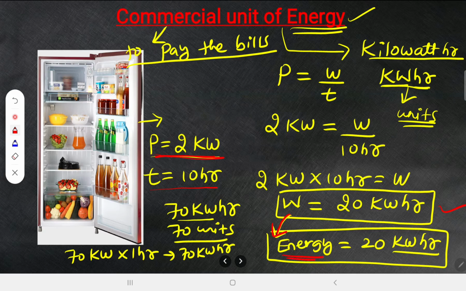Because it has consumed energy. Work is nothing but energy only. So energy is coming to be 20 kilowatt hour. Look at this, kilowatt hour is a commercial unit of energy, and kilowatt hour is also known as units. I have given an example here, and I have told you the meaning of 70 kilowatt hour. 70 kilowatt hour means there is a device of power 70 kilowatt and it is used for 1 hour.